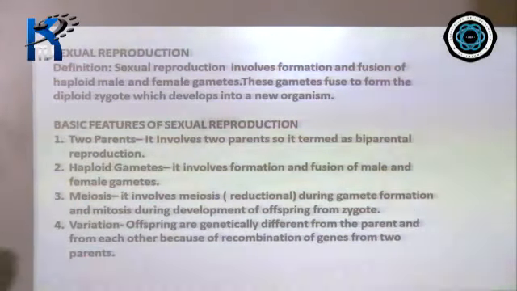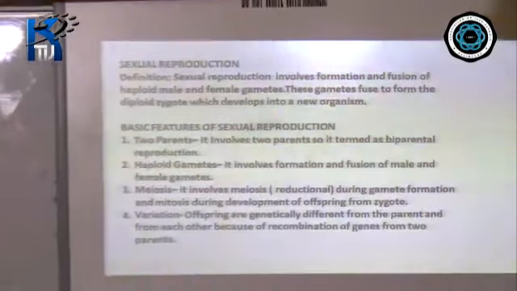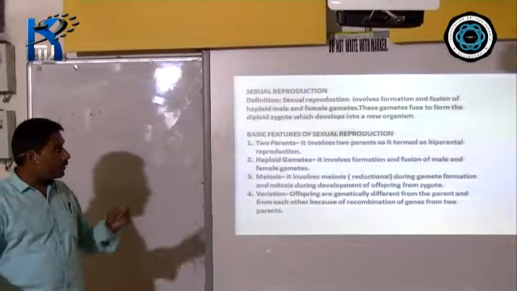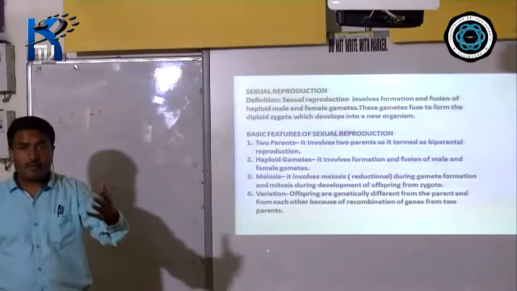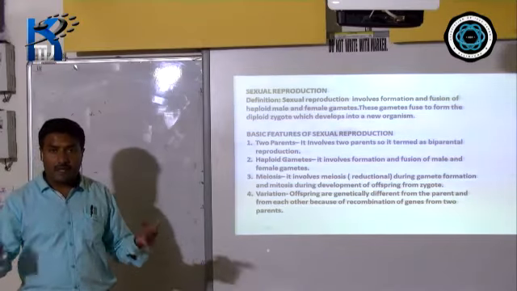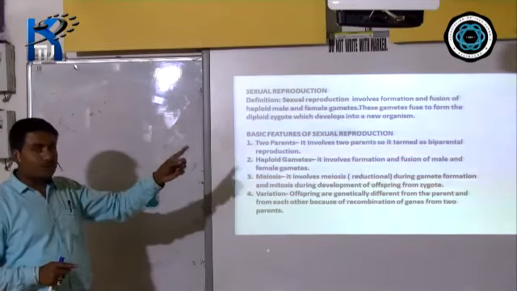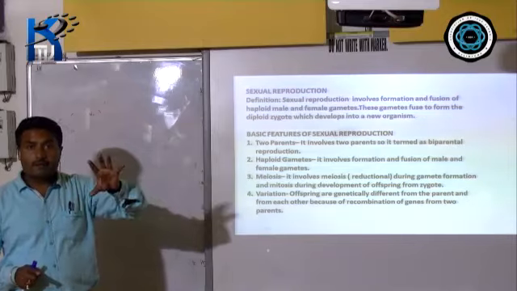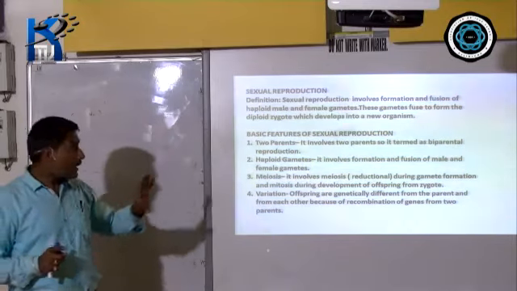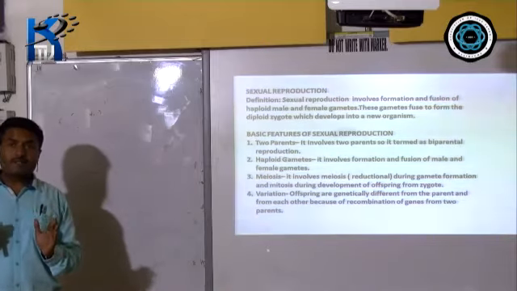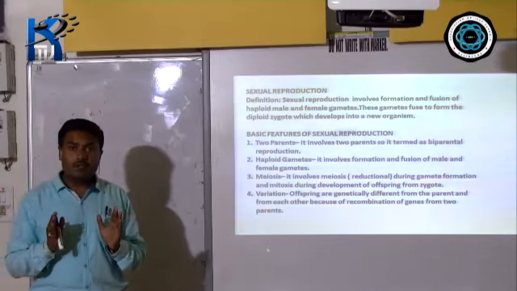When these haploid gametes fuse together, what gets formed? Diploid zygote gets formed. And that zygote undergoes mitotic division. There are a number of processes and events. After that, it leads to the formation of a new organism. This is called sexual reproduction.